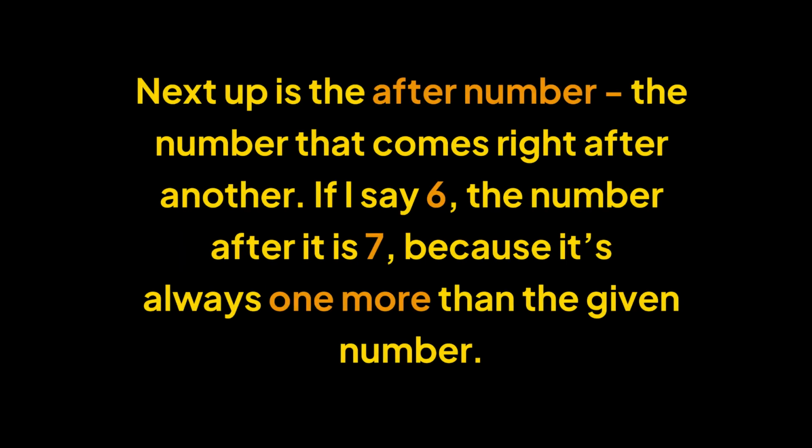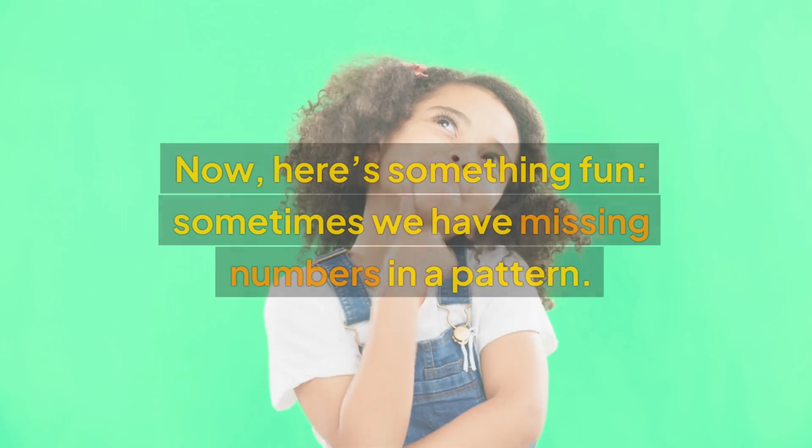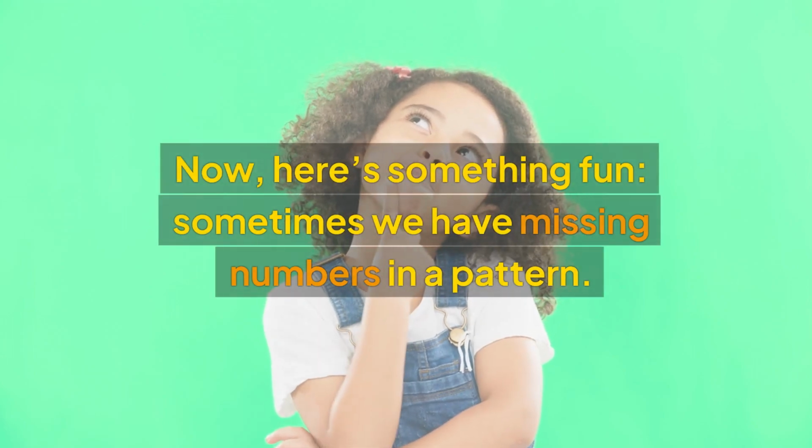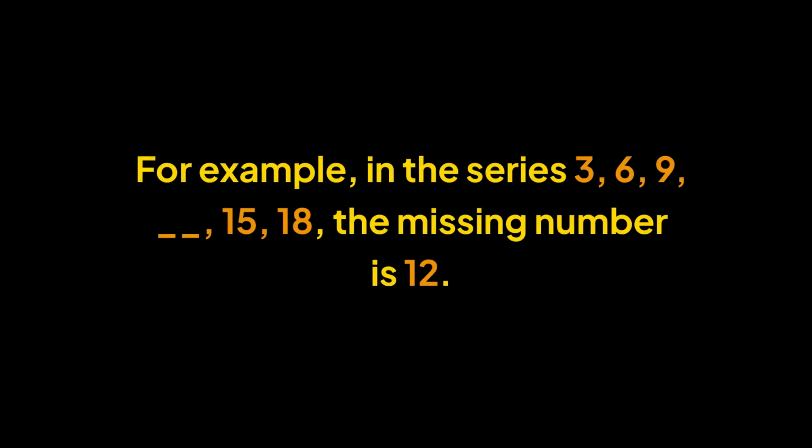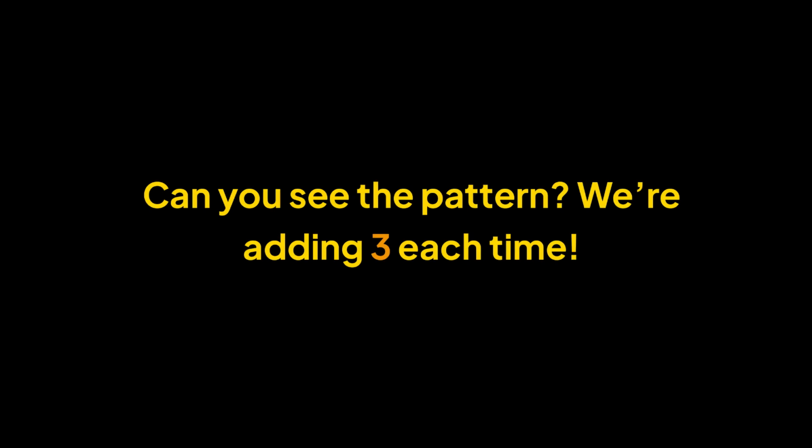Next up is the after number, the number that comes right after another. If I say 6, the number after it is 7, because it's always one more than the given number. Now, here's something fun. Sometimes we have missing numbers in a pattern. For example, in the series 3, 6, 9, __, 15, 18, the missing number is 12. Can you see the pattern? We're adding 3 each time.